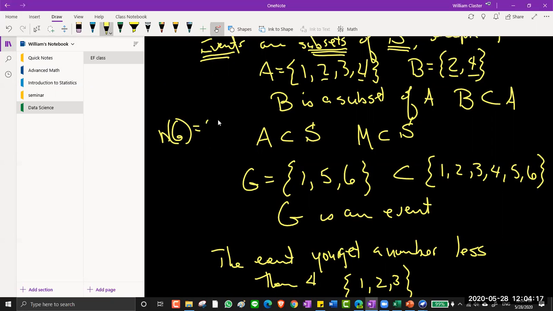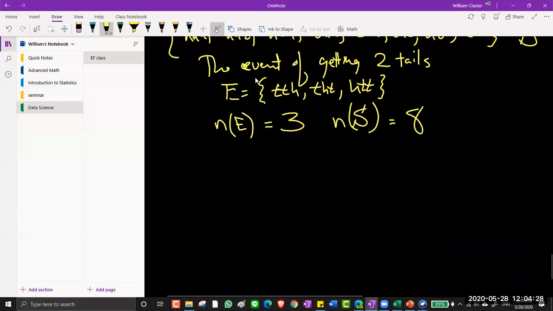3. And how about N of A here? 4. Okay, so that means the number of elements in the set. Okay, now finally, we just covered the 3 important words: experiment, sample space, and event.